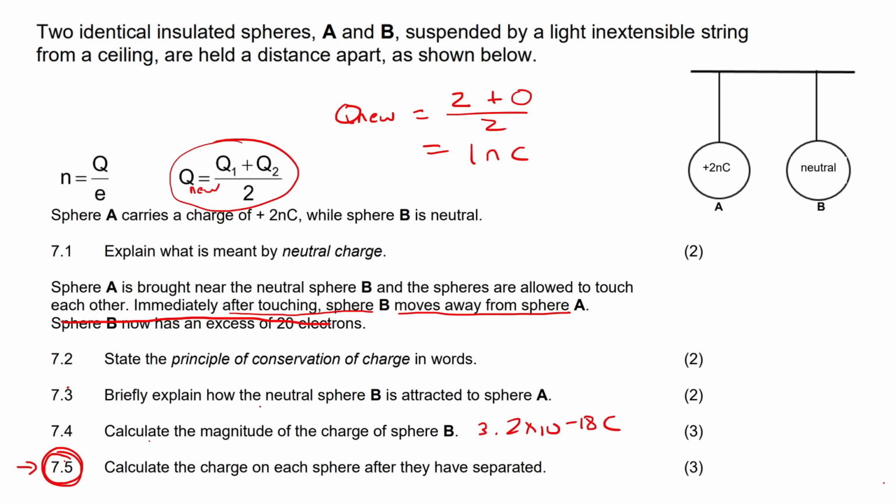The reason I'm saying there's a mistake is because this is the charge that we're getting for A and B after they touch. But if you use 7.4's answer, that is what the charge of B was after they touch. And so can you see that these two are not the same? And that's where they've made a mistake.